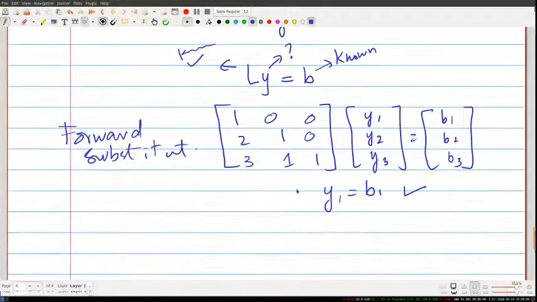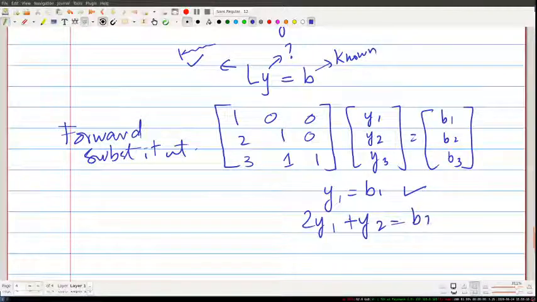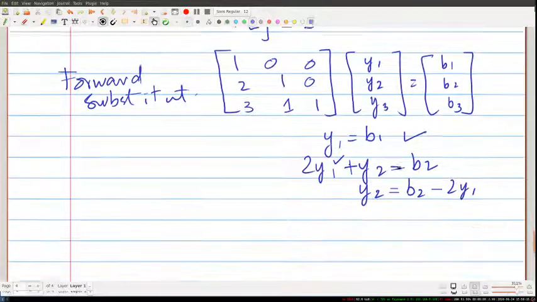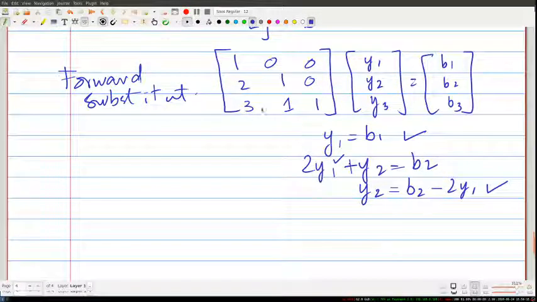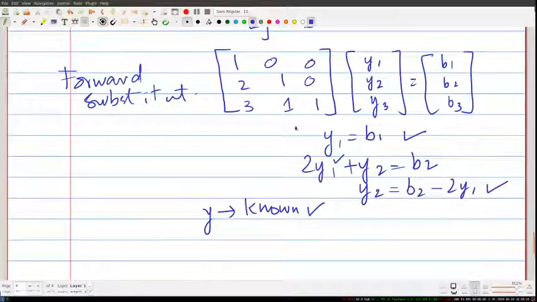Then I can use the second equation, which tells me 2y1 plus y2 is equal to b2. I already know what y1 is, so just take this on the other side, I get b2 minus 2y1, and I have the value for y2. And so on and so forth. You can do it for all the values that you want. y1, y2, y3 will be known. So y is known. We have solved the system for y using a simple method, which is forward substitution.